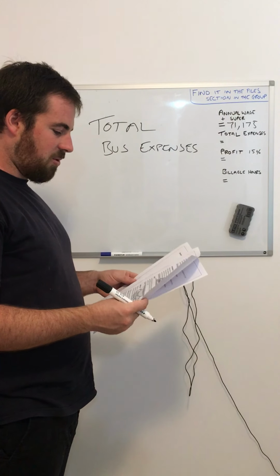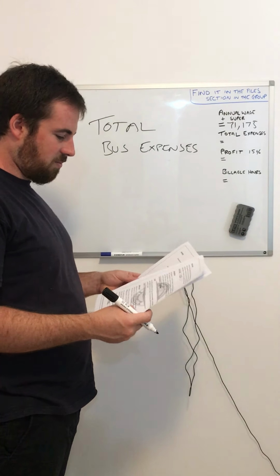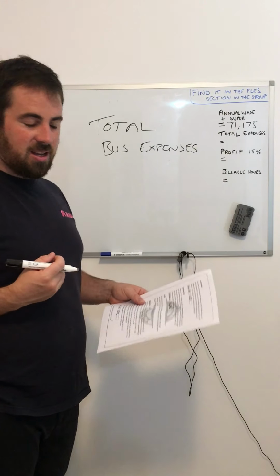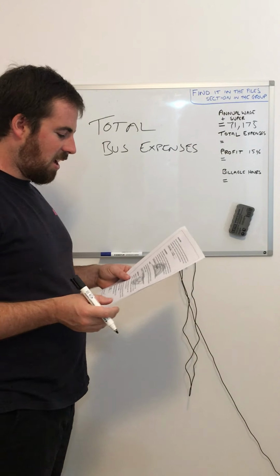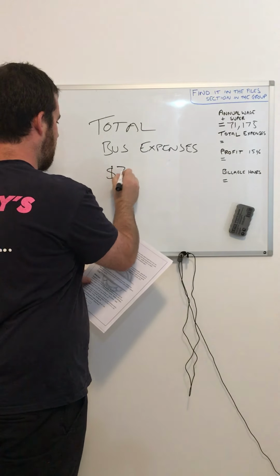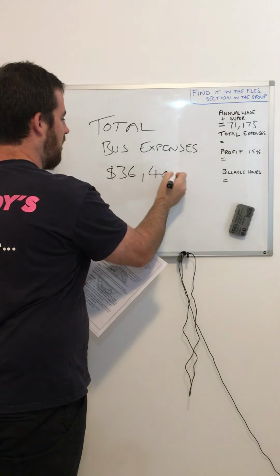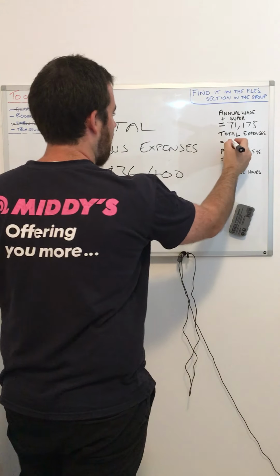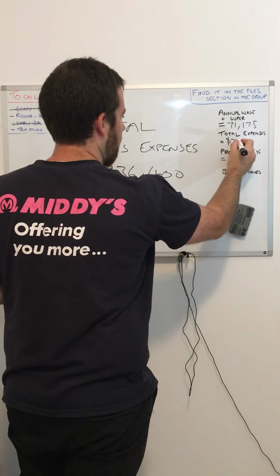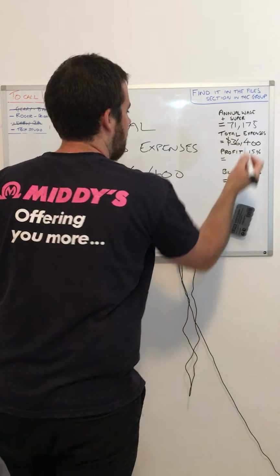So as an example, I just took out the expense of one of my years in business, $36,400. So we'll put that there, and this is going to be different for everyone again. It's just an example.